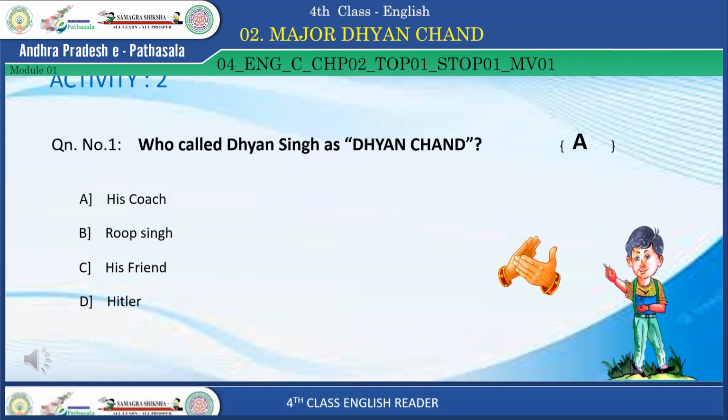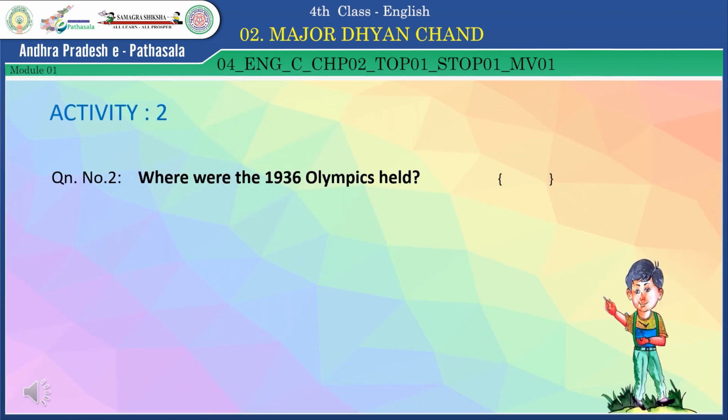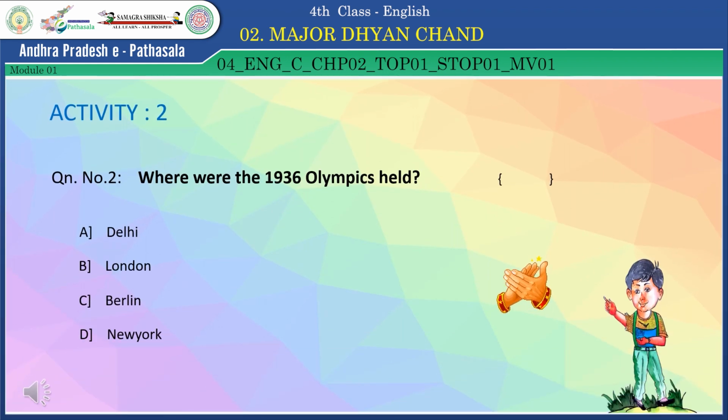Question number 2. Where were the 1936 Olympics held? Option A, Delhi. Option B, London. Option C, Berlin. And option D, New York. Yes, it is right answer. The right answer is option C, Berlin.